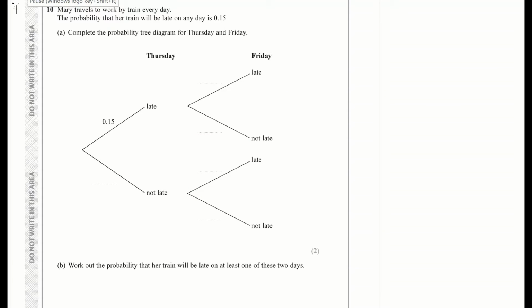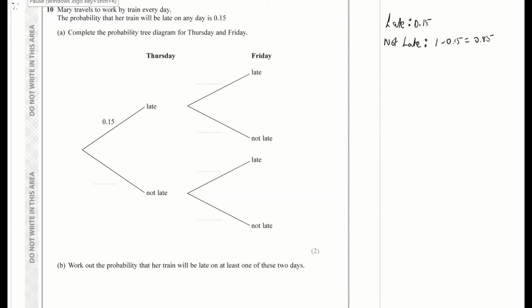Question 10. Mary travels to work by train every day. The probability that her train will be late on any day is 0.15. So that means that the probability of her being on time or not late is going to be 0.85. So I'm just going to write down that piece of information. So we have being late is 0.15. So not being late is the opposite of that. So 1 minus 0.15, which is 0.85.